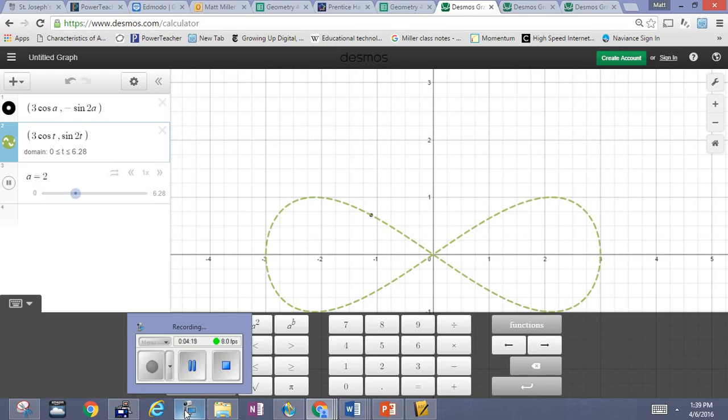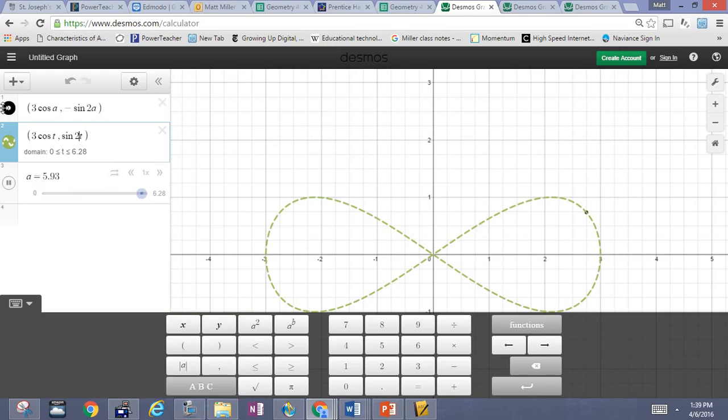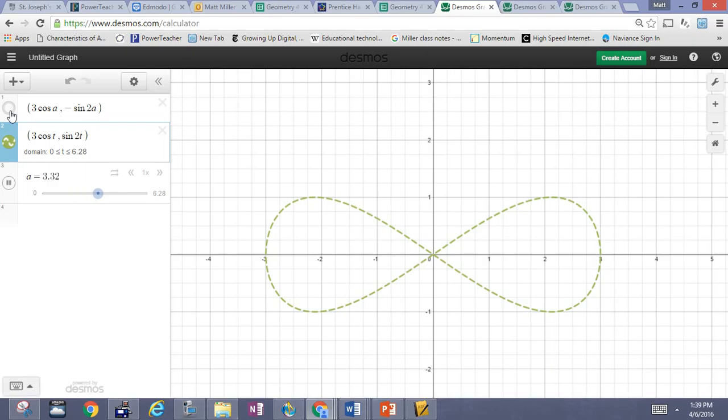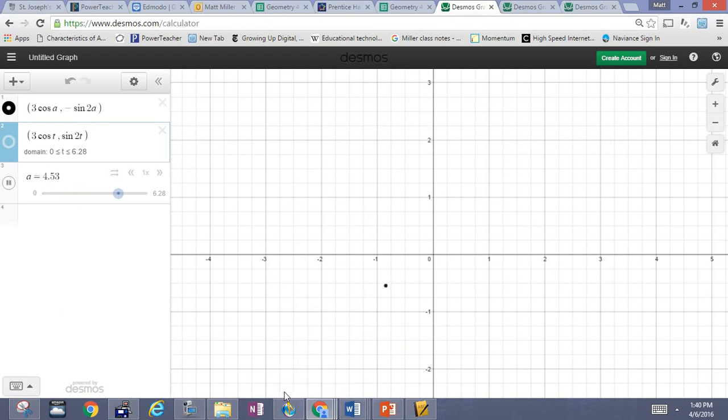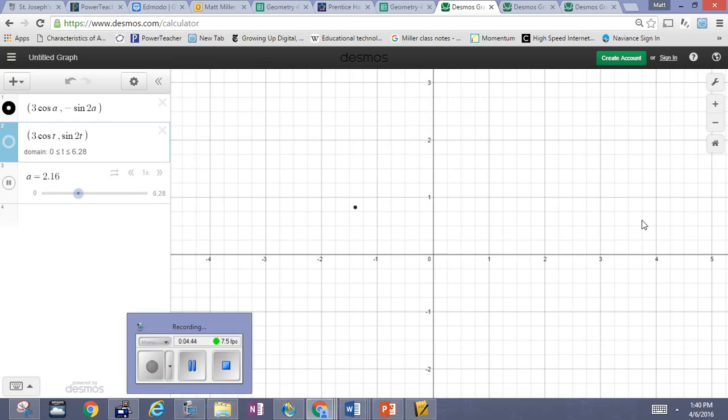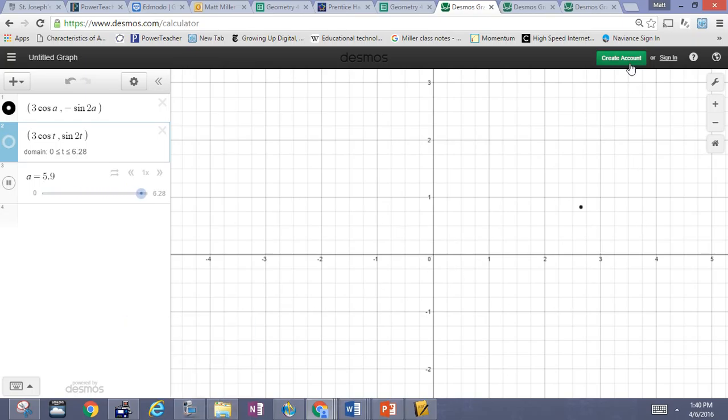But for now, I suggest take a look, play with this Desmos, get a better understanding of the path that these things follow, just by playing around with it, and get an appreciation for what parametric equations can do for us. So play with it at your discretion. I'd suggest that you create an account so that you have these files that you can save and pull up and study from for future reference. Okay, so that'll do it for now.